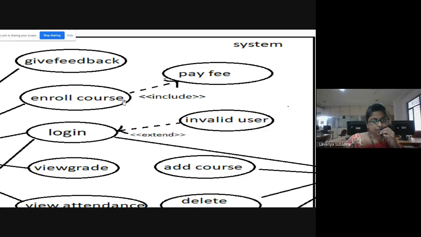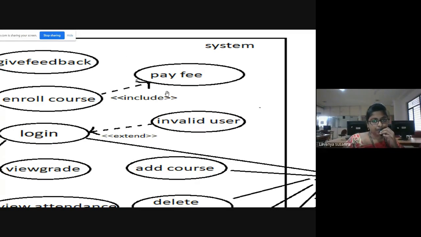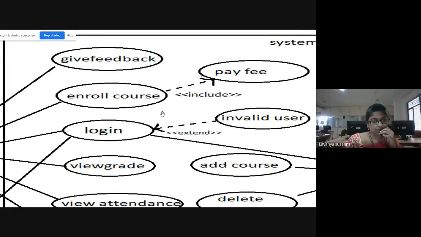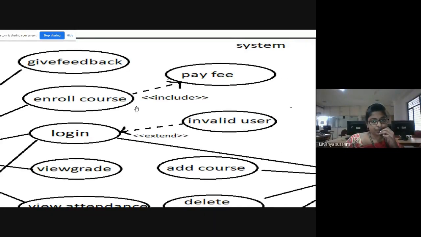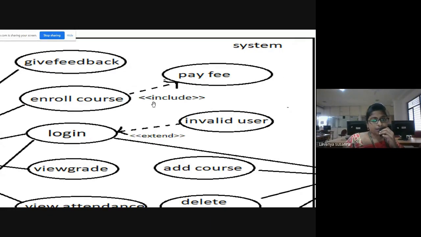What is the relation between them? Draw a dotted arrow and remember that the arrowhead must point to the include use case. Here what is the include use case? Pay fee. Pay fee is an include. What is the base use case? Enroll course. What is the relationship between them? Include. Write down the stereotype. What is the stereotype here? Two less than symbols and then the name. What is the name here? Include. And then two greater than symbols. Okay, I hope you understood.